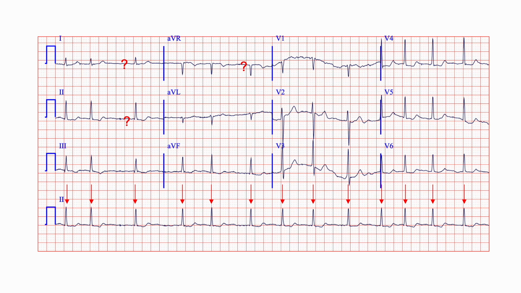Now, just to round things out, we see our axis is normal with an upgoing QRS in 1, 2, and AVF, making a normal axis. And then for a quick pathology bonus, we see scooping ST depressions here in the inferolateral leads, which can be associated with the digitalis effect from digoxin.